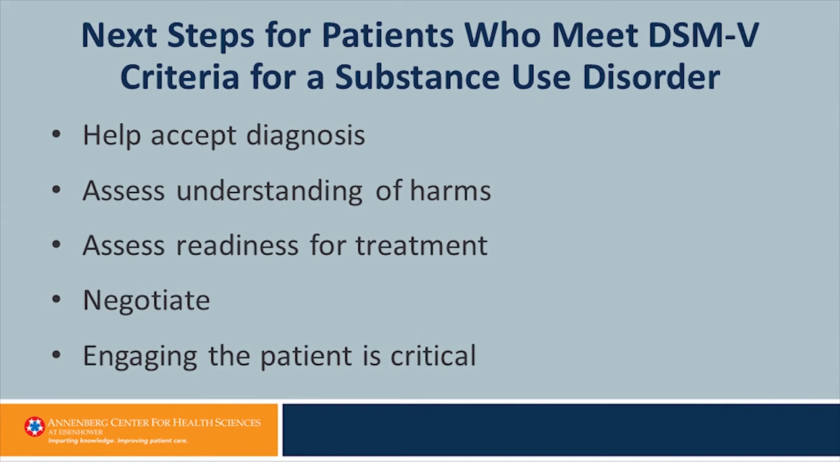If the person meets DSM-5 criteria, it's often a challenge to help them accept the diagnosis. They've had a pain condition and now I'm concerned that they have another condition, opioid use disorder. It's important that you assess their understanding of what the harms are they've experienced, and their readiness for treatment. You're going to enter a process of negotiating with them about what kinds of treatment folks will accept. And the thing to remember is that engagement, working with the person over time, really is one of the most important things that you can do for these patients.